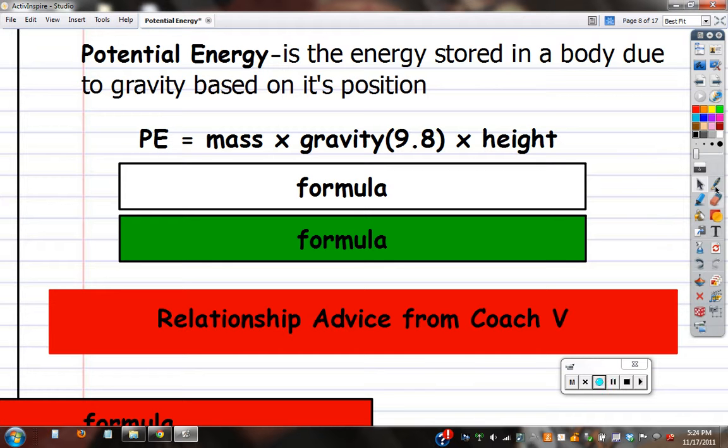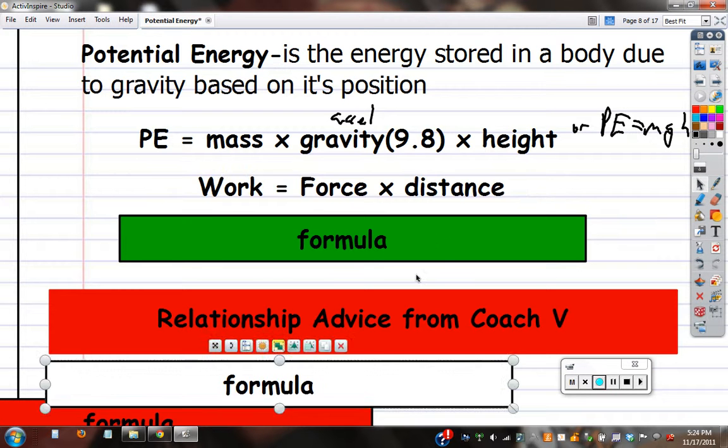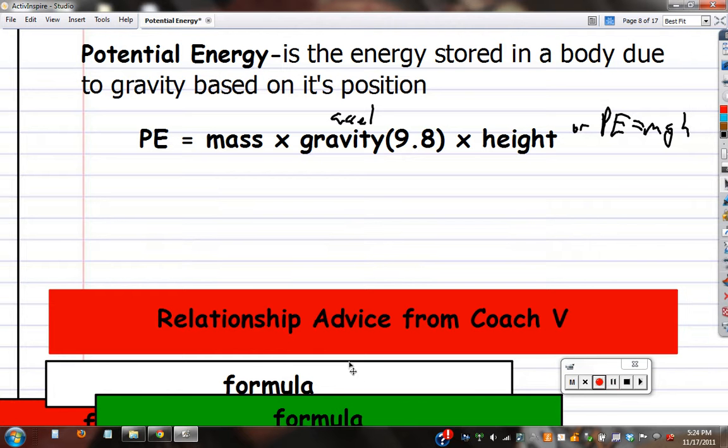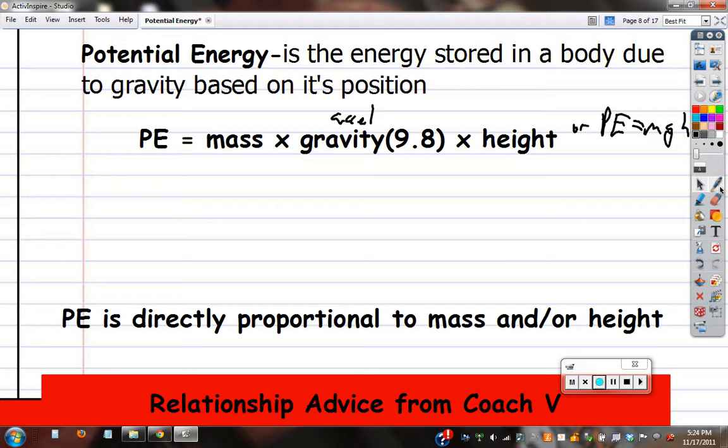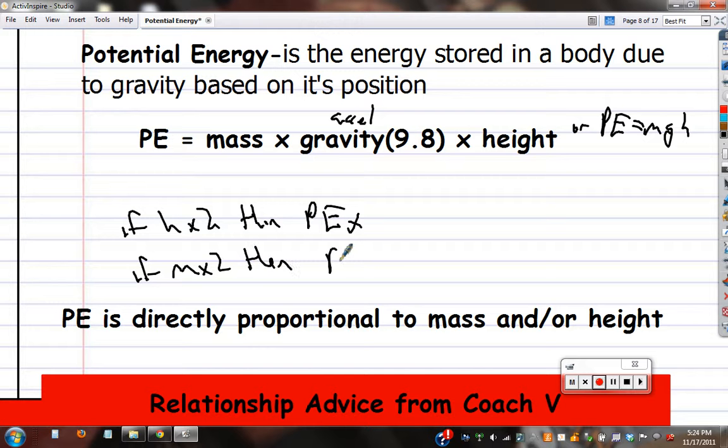Formula. Potential energy equals mass times acceleration due to gravity, which is 9.8, times height. Or PE equals mass times gravity times height. We're not going to look at this yet. Okay. Relationship advice. Directly proportional to mass and height. Okay. If height doubles, then potential energy doubles. Or if mass doubles, then potential energy doubles. They're both relative to each other.